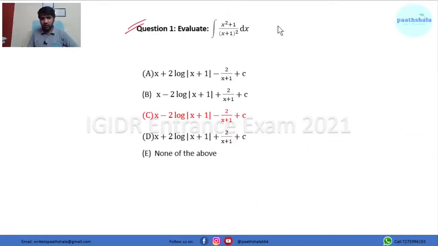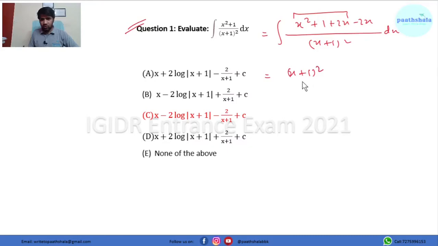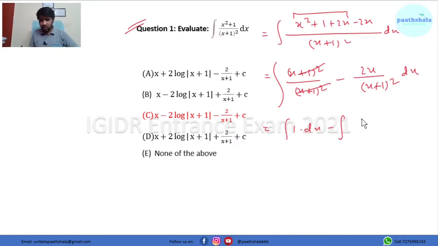So in order to integrate this integral, we have to first transform it. Let's add 2x and subtract 2x. So this part will become (x plus 1) whole square divided by (x plus 1) whole square, minus 2x upon (x plus 1) whole square. Okay, so this and this get eliminated. So this is becoming integral of 1 into dx minus integral 2x upon (x plus 1) whole square.